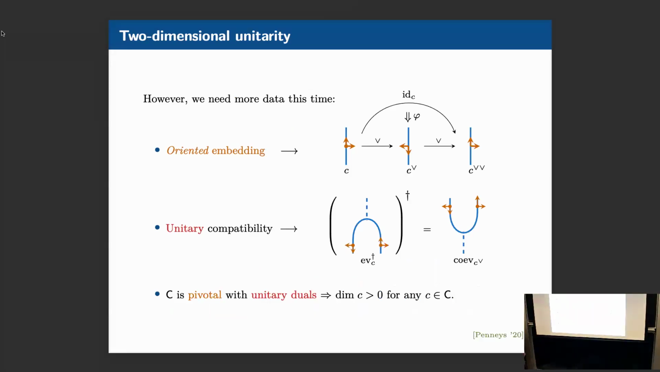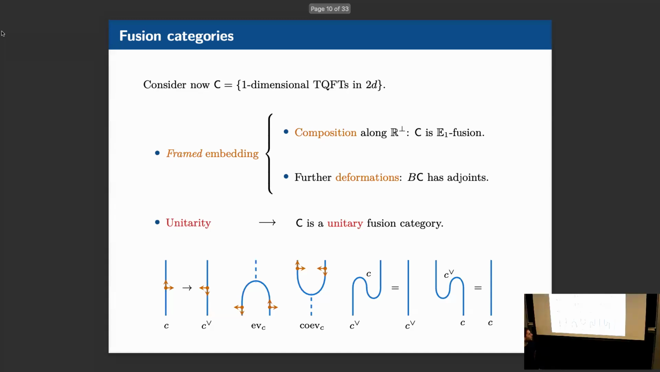Sorry, so when C and C check are the same, do you assume that the forbidden short indicator is trivial? No, no, I'm going to comment on that later. It's going to be important. Yes.